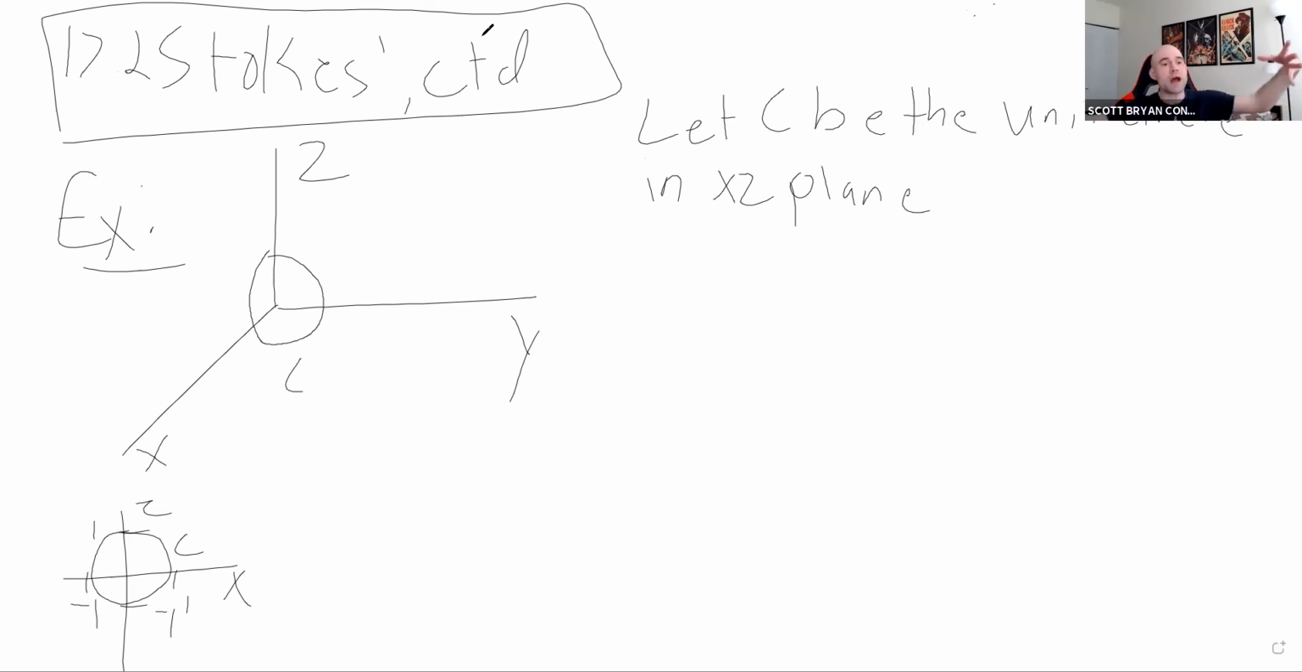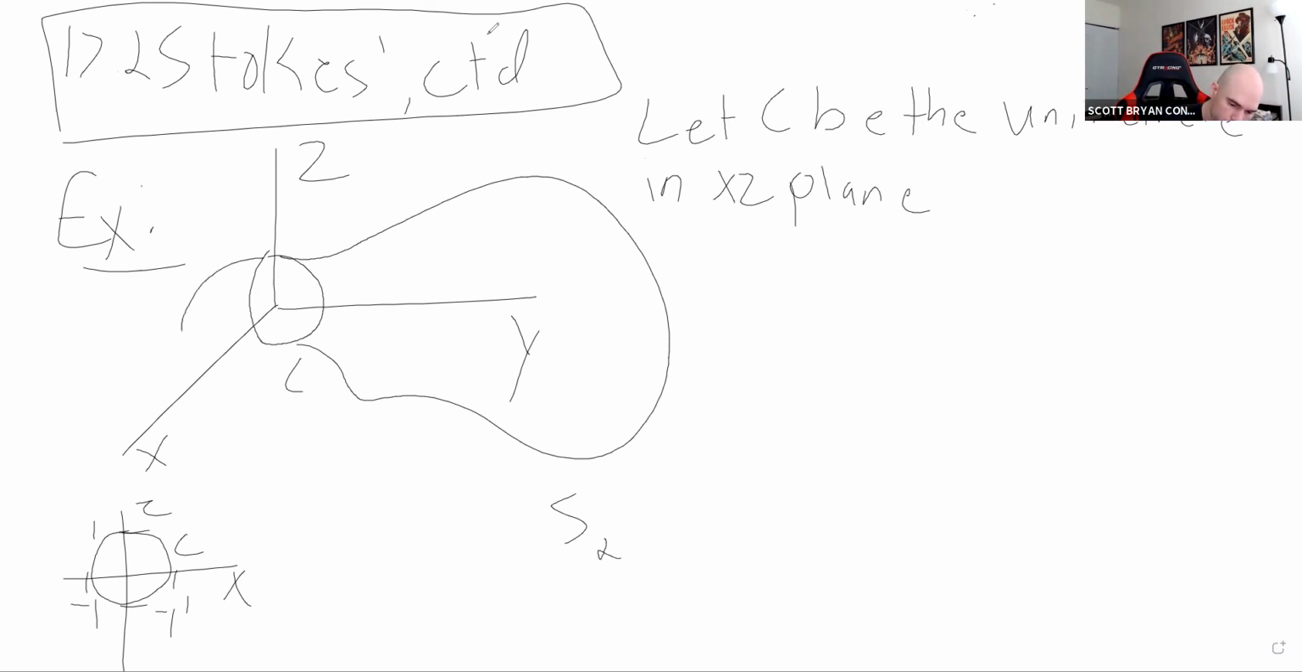So S1 and S2 are going to be two halves of a closed surface, and they can be literally whatever. But they're both going to share the boundary. Each of these pieces is going to share that boundary, C. So let's say this is S2, and this is S1. And the two together form a closed surface, and that closed surface we're going to give the outward orientation.